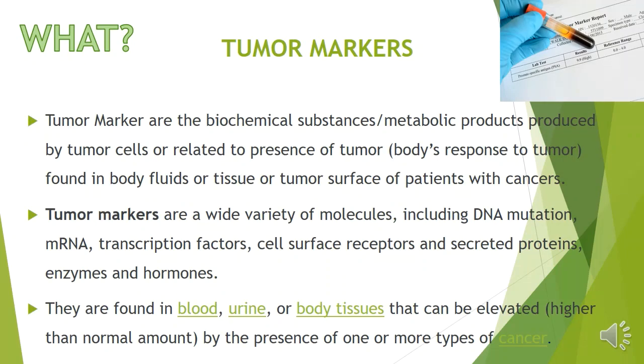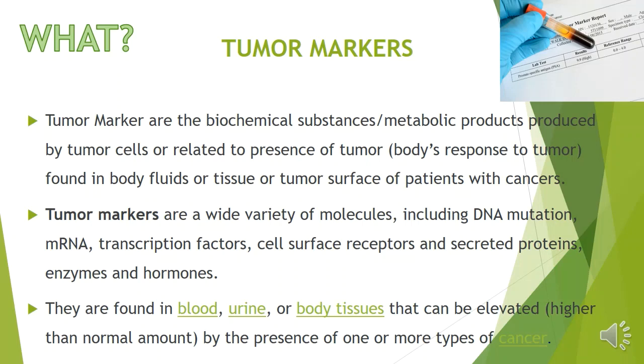So now, what are tumor markers? Tumor markers are biochemical substances or metabolic products produced by tumor cells or related to the presence of tumor, that is, the body's response to tumor, found in body fluids, tissue or on the tumor surface of patients with cancer. Tumor markers are a wide variety of molecules, including DNA mutations. This can be mRNA, transcription factors, cell surface receptors, or secreted proteins, enzymes or hormones. They are found in blood, urine or body tissues, and can be elevated higher than the normal amount by the presence of one or more types of cancer.